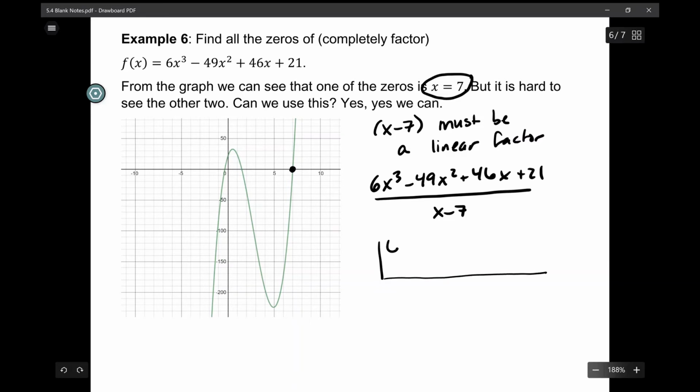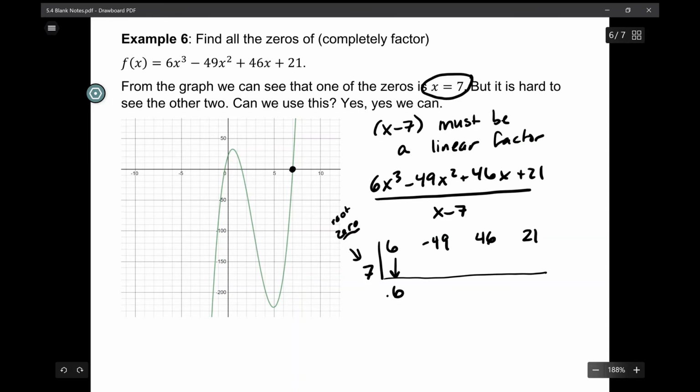So 6x cubed minus 49x squared plus 46x plus 21. And then we put the 7 there, because remember, it's x minus 7, so this is the 0, a root, or a horizontal intercept. All right, we bring down the 6.